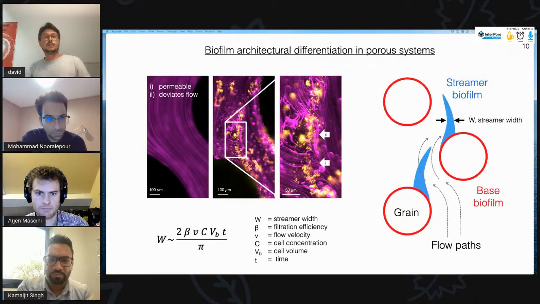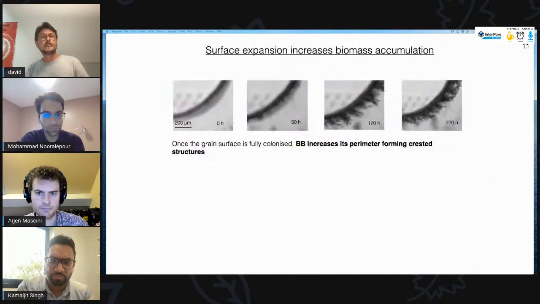So how it works: as the flow extrudes the biofilm from the grain surface, these formed filaments will cross the flow and increase in size by filtering the cells flowing by.